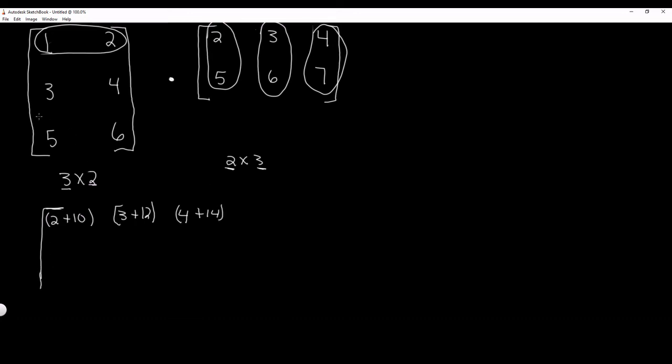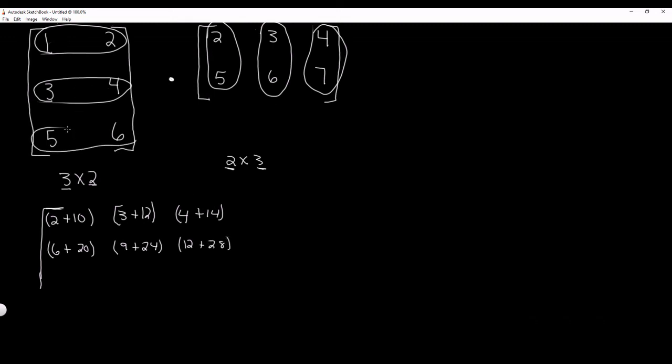On to the second row, 3, 4. We're going to multiply 3, 4 by the column 2, 5. So 3 times 2 is 6, plus 4 times 5 is 20. For our next one, 3 times 3 is 9, plus 4 times 6 is 24. Back to our second row, third column, 3 times 4 is 12, plus 4 times 7 is 28. We are actually done with our second row.